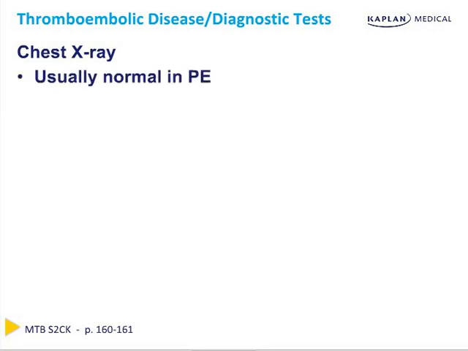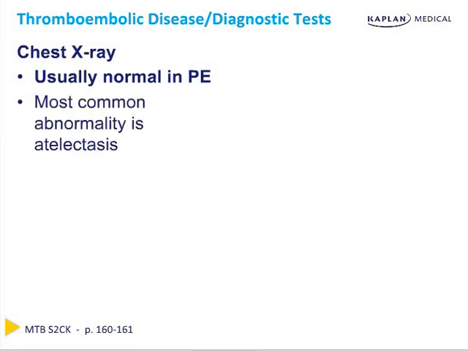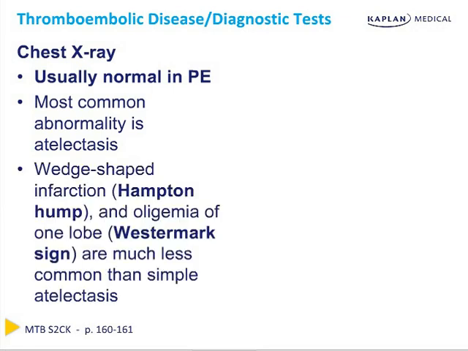With regard to the chest x-ray, it's almost always normal in a PE. Most commonly, if there is an abnormality, it's just plain old atelectasis. Less commonly, a wedge-shaped infarction can be seen, which is called the Hampton hump, or you can see oligemia, or decreased blood flow and vascularization of one lobe, known as the Westermarck sign. Both are much less common than simple atelectasis.